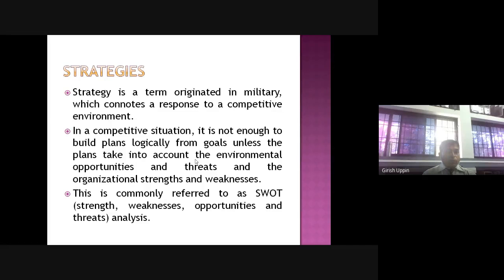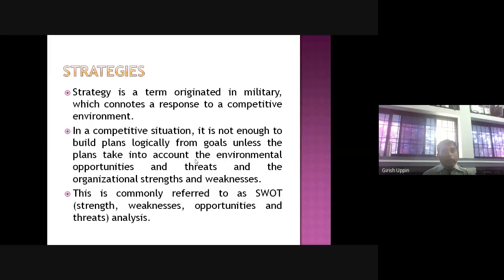Third one is the opportunities. We should exploit the opportunities. Whenever the environment gives us an opportunity, we should exploit it to the maximum extent to achieve our goals. And for the threats, what should we do with the threats?